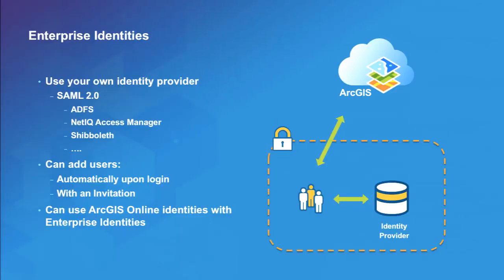And we do this via a protocol called SAML 2.0. So any identity provider that supports SAML 2.0, you should be able to get to work with ArcGIS Online. This includes Active Directory Federation Services, which is what you typically put onto something like Active Directory. We also have NetIQ and Shibboleth, and I believe we have about half a dozen that we list out on our website, and we're adding more. But typically, if it's SAML 2.0 compliant, it should work, and we'll actually try to help you out getting it working if something doesn't.